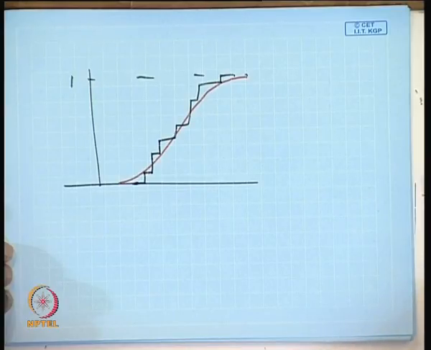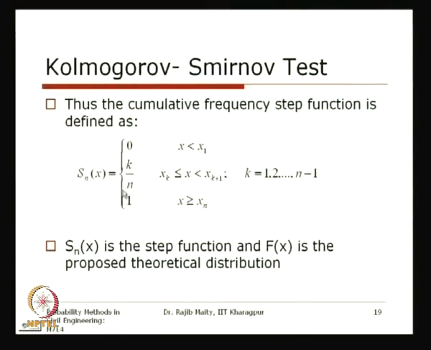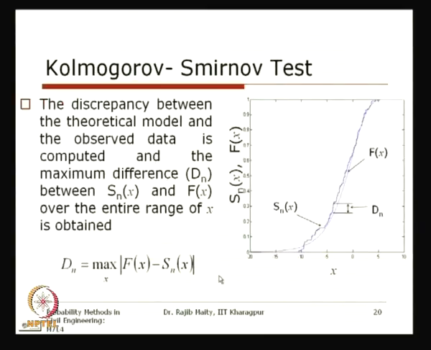This is why we have this Sn(x). This Sn(x) is a step function, and this F(x) is the proposed theoretical distribution, which I have drawn in the red ink just now. Now here, the discrepancy between the theoretical model and the observed data is computed, and the maximum difference, Dn, between the Sn(x) and the F(x) over the entire range of x is obtained, which is denoted as Dn, the maximum over all x of |F(x) minus Sn(x)|, obviously the absolute value.